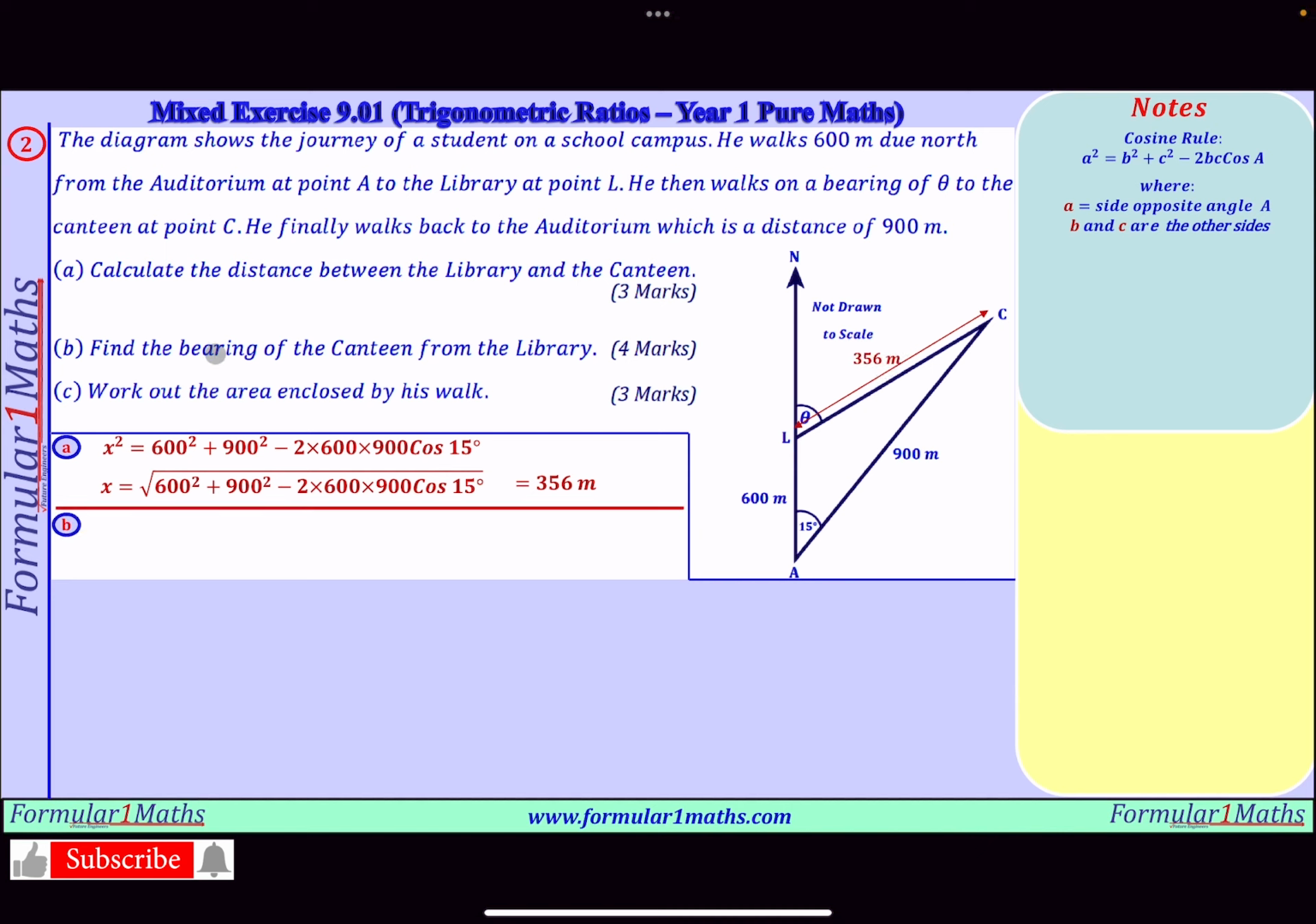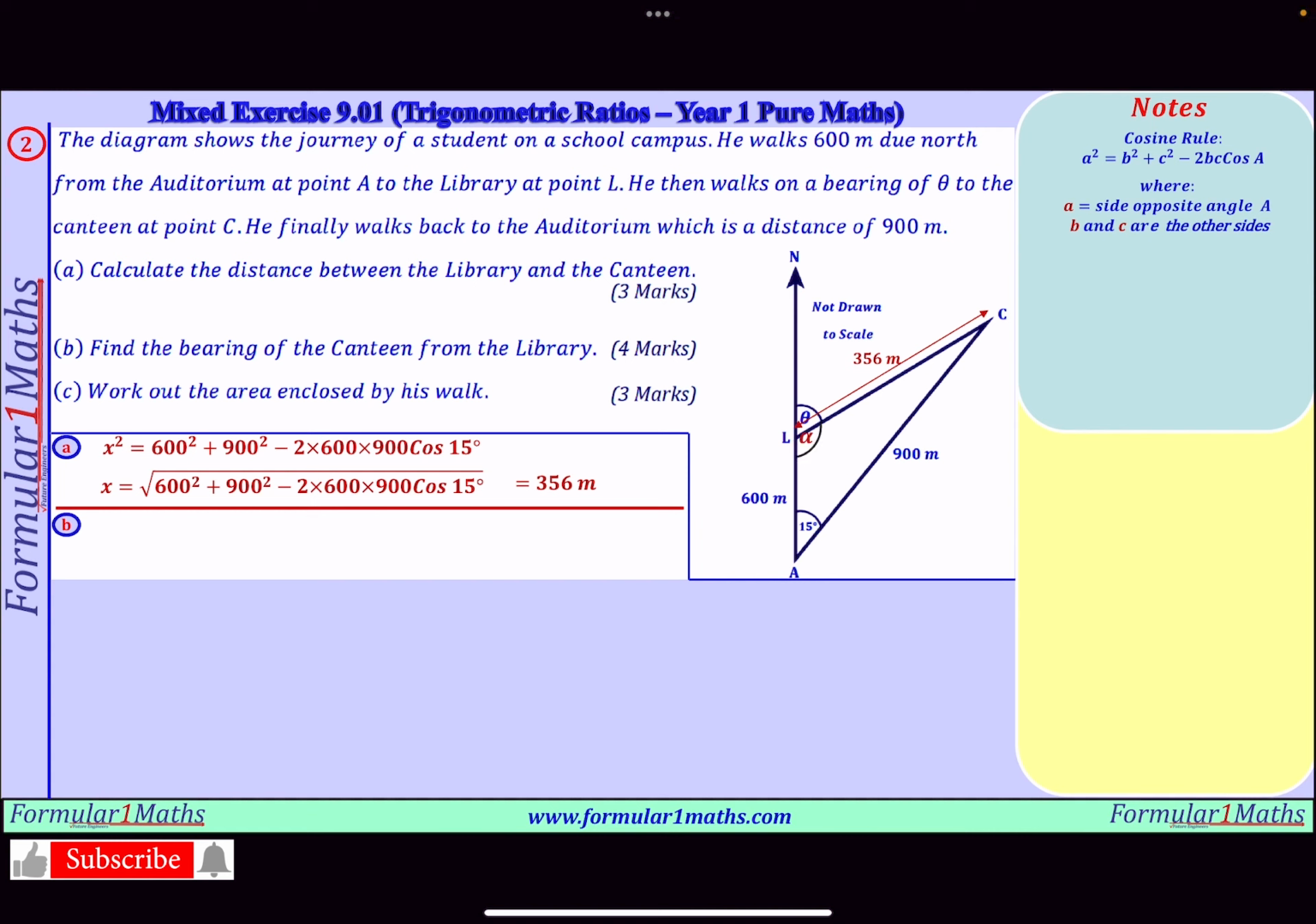For B, find the bearing of the canteen from the library. So the bearing of the canteen from the library means that when you are stood at the library, the angle you turn through to see the canteen, and that will be this angle theta here. But with the given information, we cannot find theta directly. So what we need to do is to find this angle and take it away from 180 to get this angle, because the two angles will be on a straight line. So let's label this angle alpha.